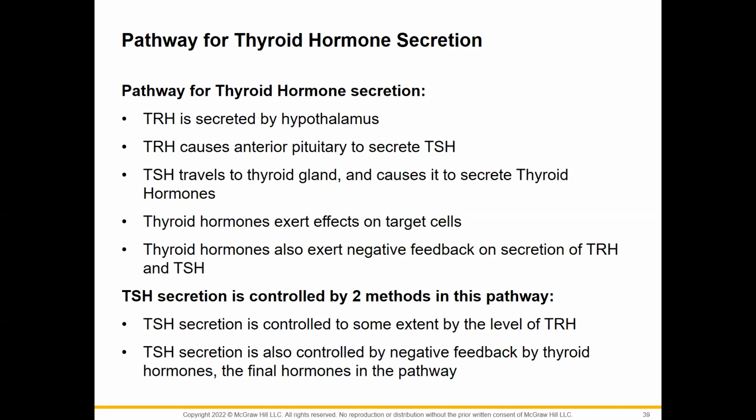In order for the thyroid to actually secrete its products, T3, T4, etc., it takes several different steps. So let's get through it. All right. So the very first thing that happens is TRH is secreted by the hypothalamus.